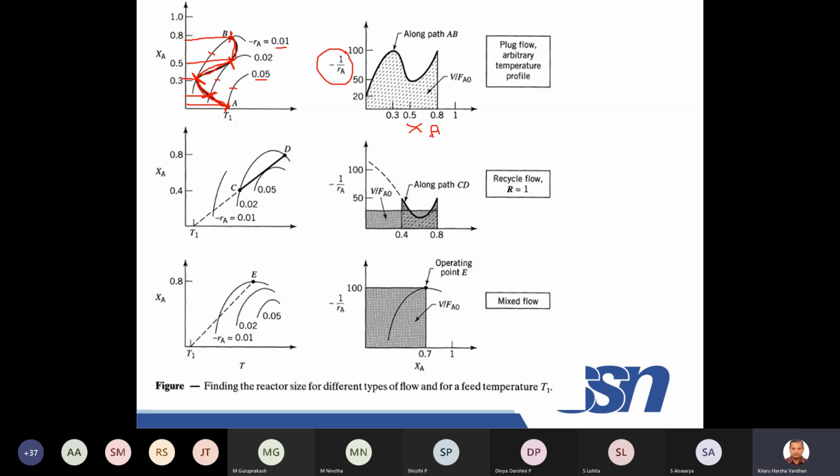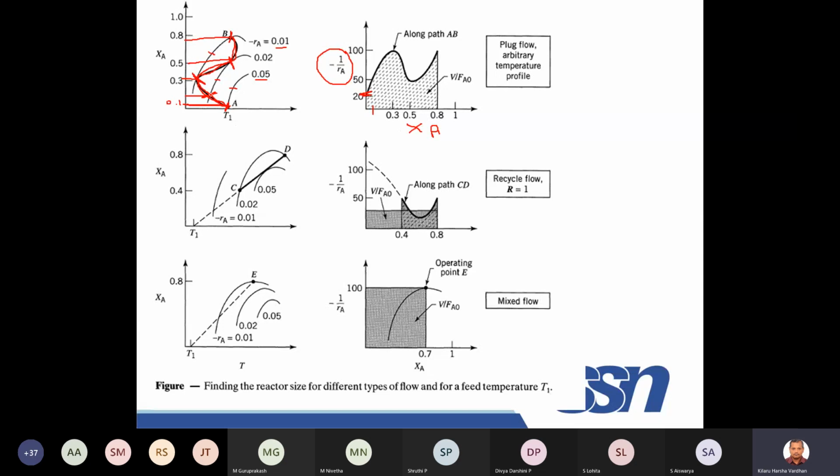So you draw a plot of 1 by RA versus XA. For this particular point, what is this point? Let it be 0.1. For this 0.1, what is the rate? The rate is nothing but 0.05. So 1 by RA is 1 by 0.05, which is 20. That is what you are plotting here. For this particular 0.1, you draw that point.